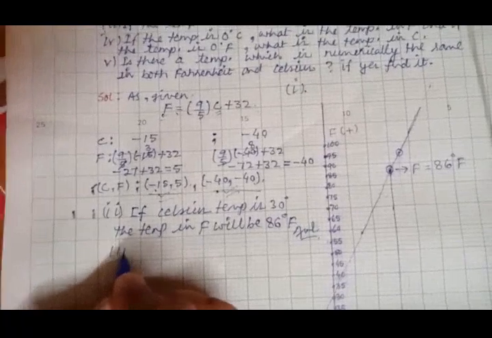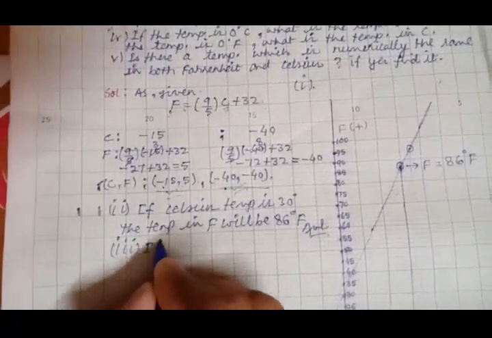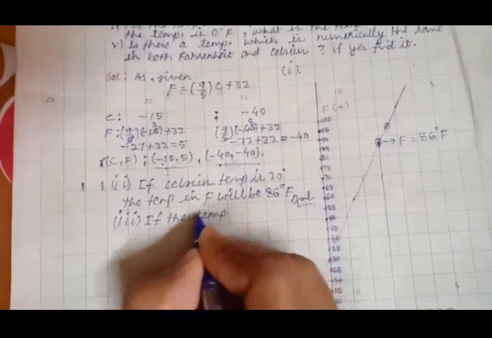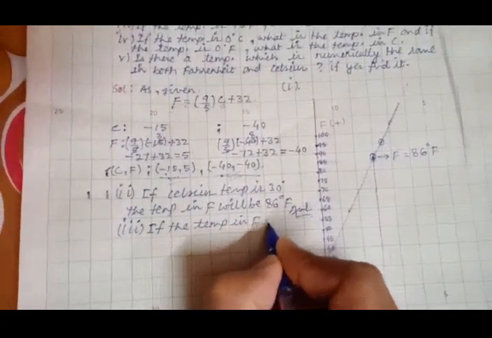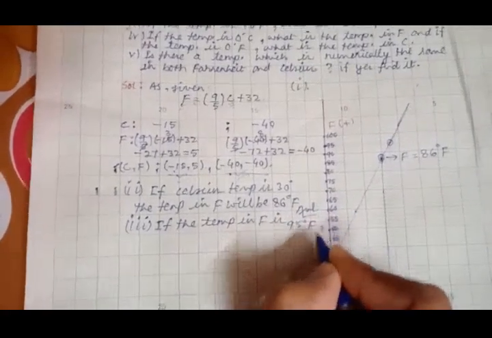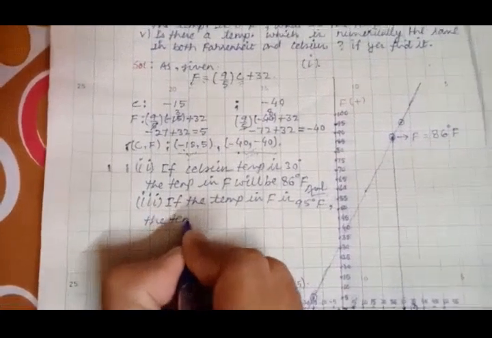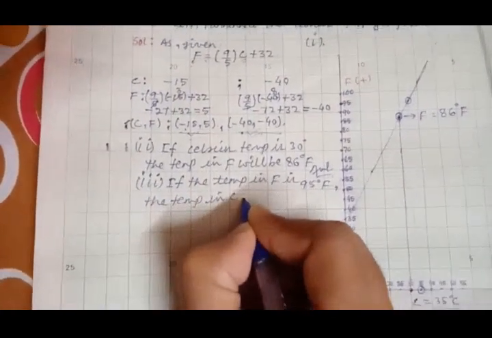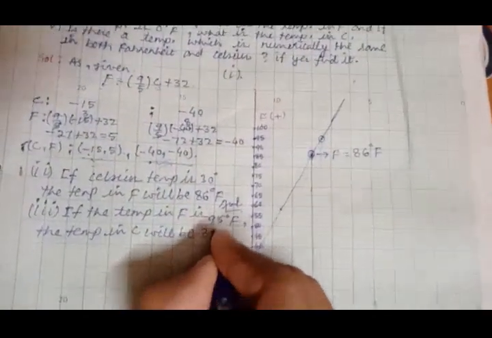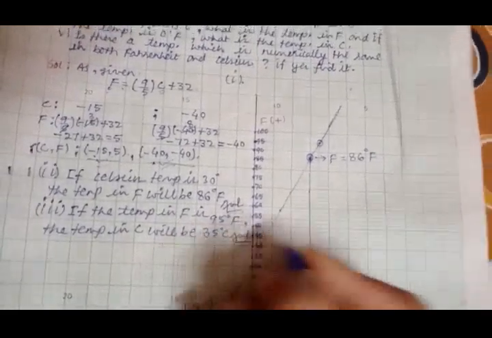So in the third case you may declare that if the temperature in Fahrenheit, F for Fahrenheit, is 95 degrees Fahrenheit, then the temperature in C for Celsius will be 35, and this is the same as what we calculated earlier algebraically (35°C). That's the required third answer.